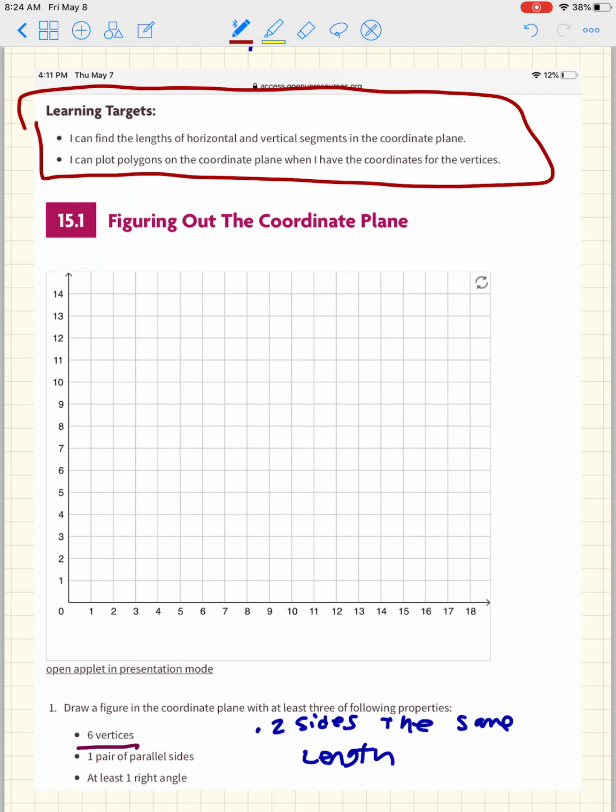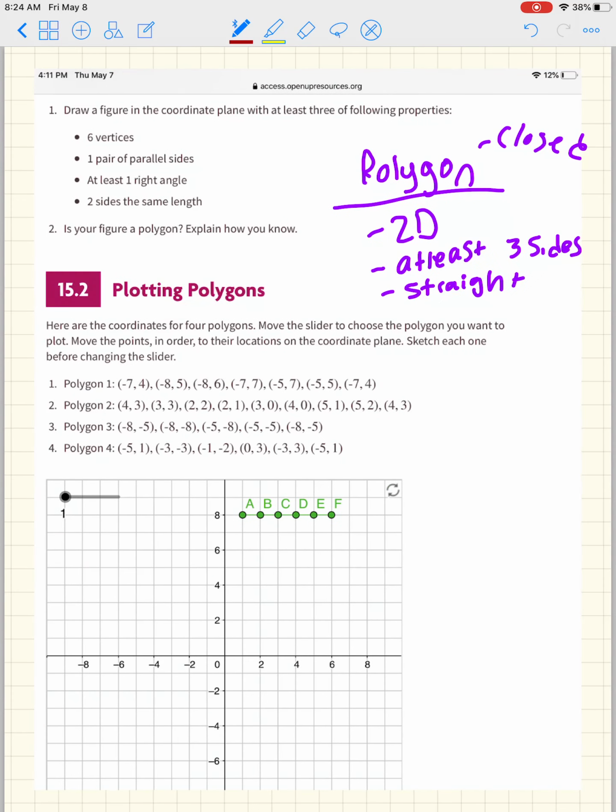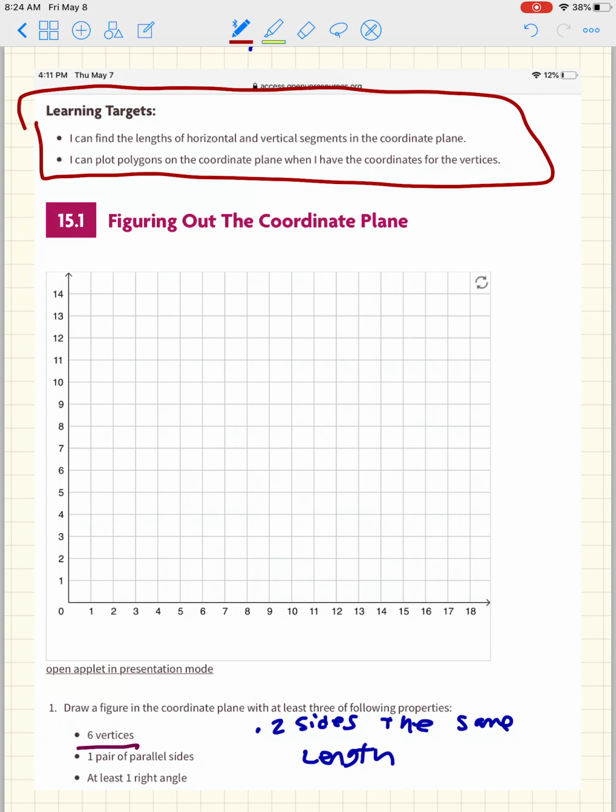Okay, so for 15.1, it gives us a coordinate plane, and it wants us to draw a figure in the coordinate plane that has at least 3 of the following properties: 6 vertices, 1 pair of parallel sides, at least 1 right angle, and 2 sides the same length. I wrote that in because it got cut off, but yeah, that's another one. So we need to use at least 3 of these.